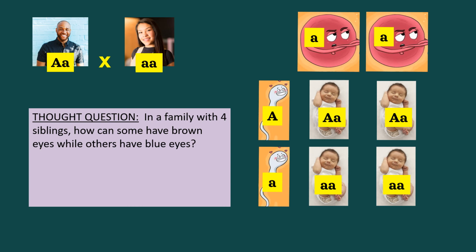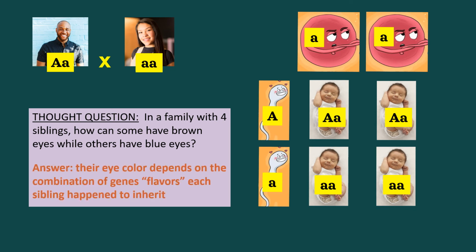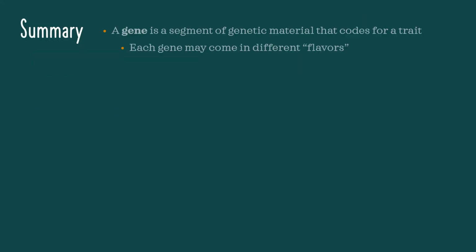So here's a thought question for you. In a family with 4 siblings, how can some siblings have brown eyes while other siblings have blue eyes? The answer is that their eye color depends on the combination of gene flavors that each sibling happened to have inherited from their mom and dad. And so these flavors get mixed up based on which sperm matches up with which egg, and that can produce siblings with different eye colors, depending on who the parents are. Here's what you've learned so far.